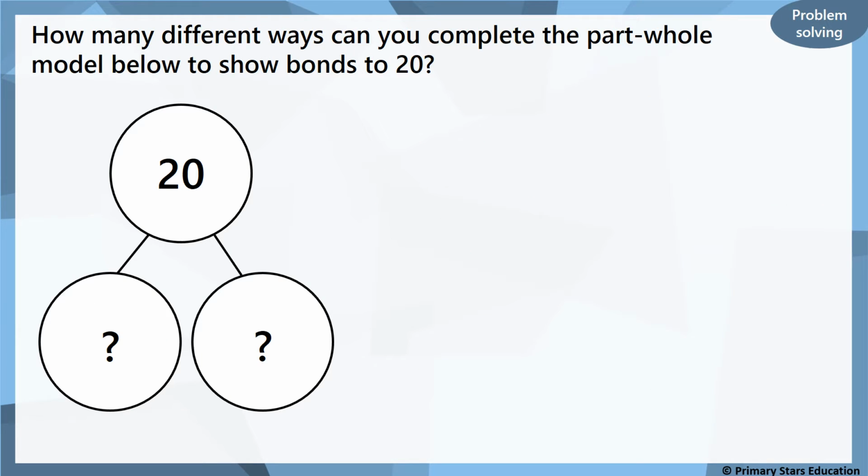How many different ways could you complete this part-whole model? How many different number bonds to 20 can you think of? I'm going to set a timer. I'm going to give you 30 seconds to write down as many different ways as you know that you can make 20. Right, so ready, steady, go. You've got 30 seconds. Have a go at writing those number sentences that add together to make 20.